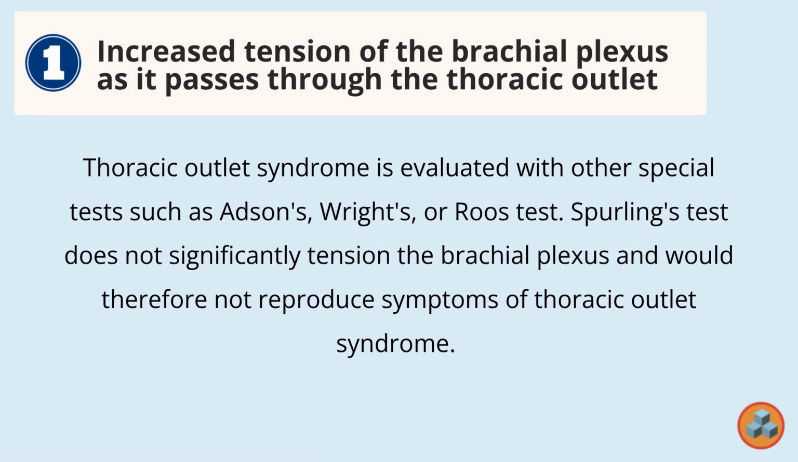Option 1. Increased tension of the brachial plexus as it passes through the thoracic outlet. Thoracic outlet syndrome is evaluated with other special tests such as Adson's, Wright's, or Roux's test. Spurling's test does not significantly tension the brachial plexus and would therefore not reproduce symptoms of thoracic outlet syndrome.